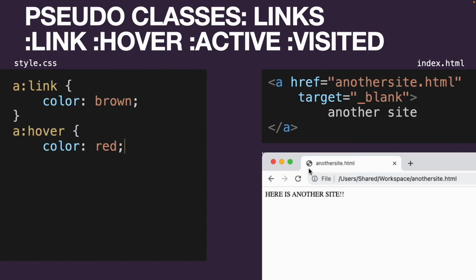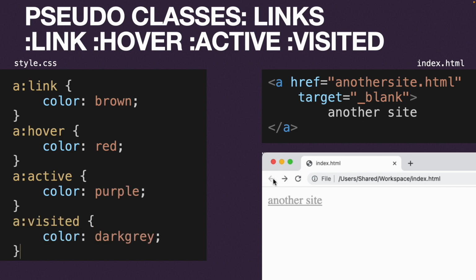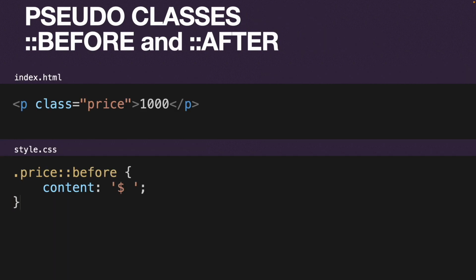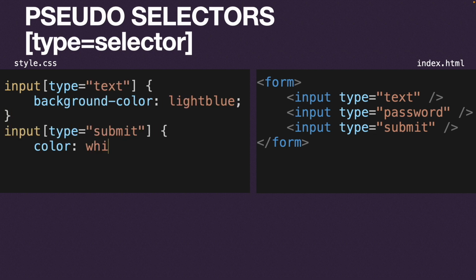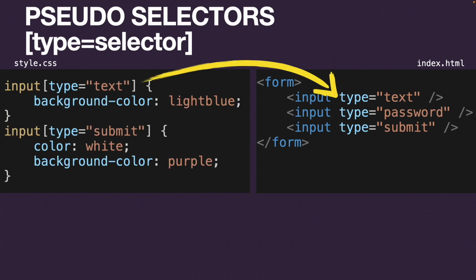There are also pseudo classes that'll do something special, like the hover class, which lets you define what happens when the mouse hovers over something, or the after and before pseudo classes that let you add something before and after an element. These are often used with the content property. You can also use other HTML attributes as selectors, such as the type on an input field.